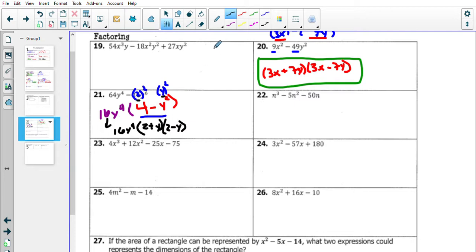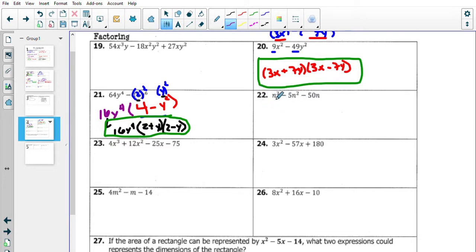So this one had 2 things in it for us to do. It had a GCF with the 16y to the 4th, and it had difference of squares. All right, let's take a look at another one that's similar to that. We take a look at number 22.